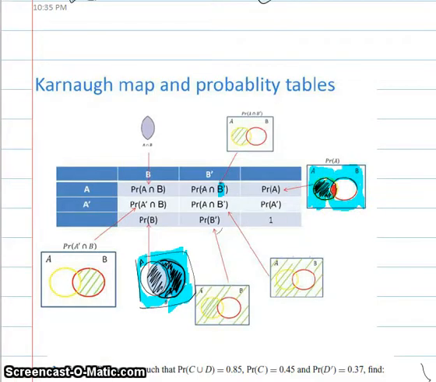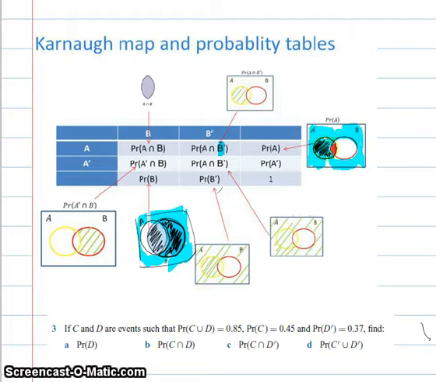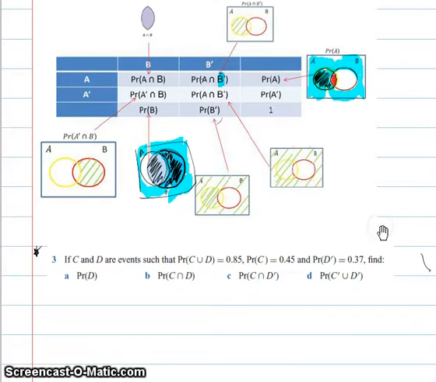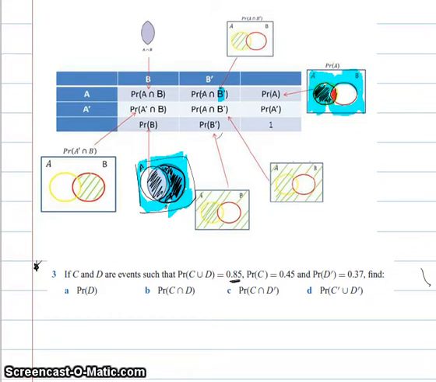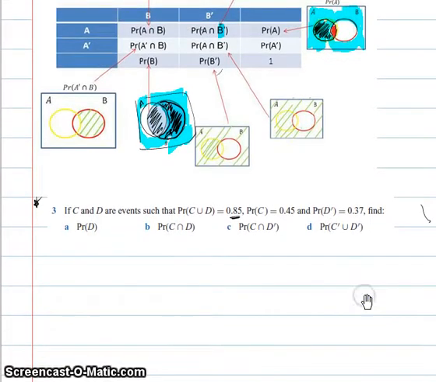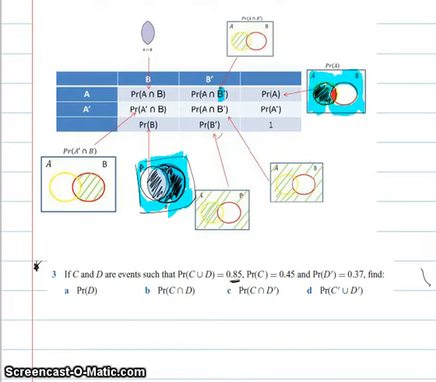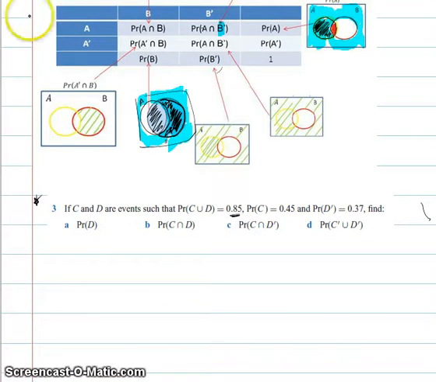So we should be able to link the Venn diagram with the Karnaugh map, and then we should be able to answer these types of problems with Venn diagrams or Karnaugh maps. So let's try and use the Karnaugh map, and we might have to use some of the rules that we know as well. So probability of C or D is 0.85. Okay, that doesn't help us too much with the Karnaugh map, but let's just continue and see what else we've got. Probability of C is 0.45, and probability of not D is 0.37. Okay, so let's just set up our Karnaugh map and try and link it to the one above here.